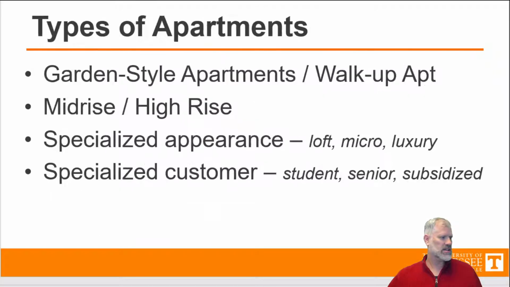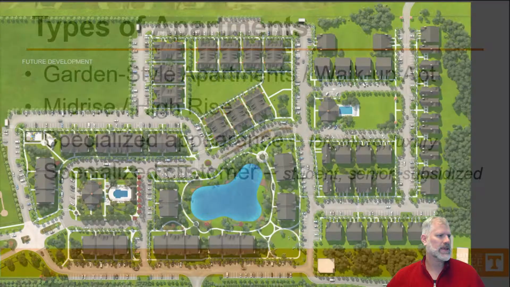So let's look at some types of apartments. Talk about some different types. The most common, I think, are these first two bullet points: garden style apartments and walk-up apartments. These are very common, in particular in suburban areas. Garden style apartments, actually, I have a little map. Let's look at that site plan.